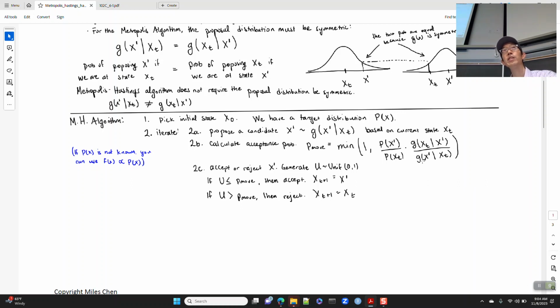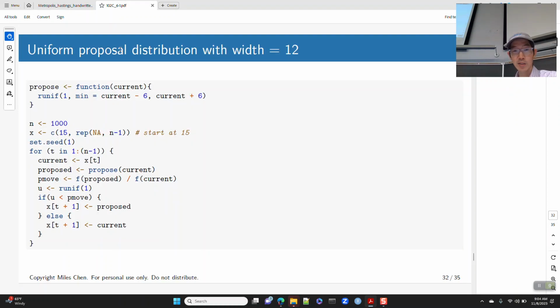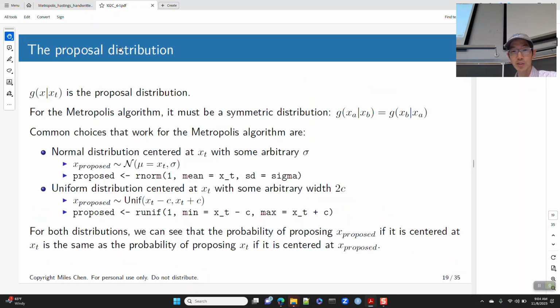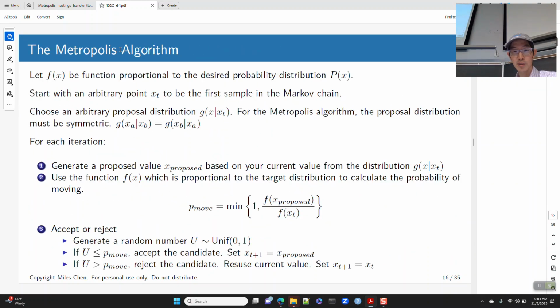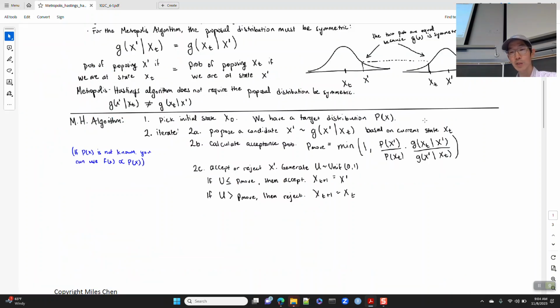So when g of x is symmetric and you have the Metropolis algorithm, this part is just equal to 1. The probability of proposing x at time t, given that we are currently at x prime, and the probability of proposing x prime if we're currently at xt, in the Metropolis algorithm those two are equal, and so this is just 1. You get basically what we have in the Metropolis algorithm slides, which is f of x proposed divided by f of x at time t, or f of x prime divided by f of xt.